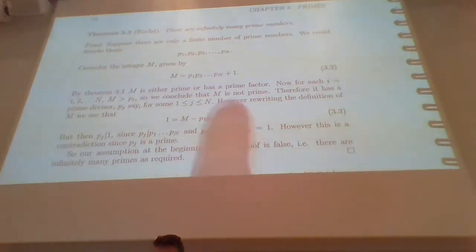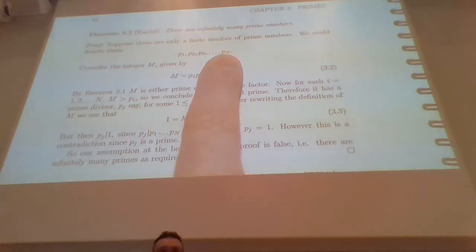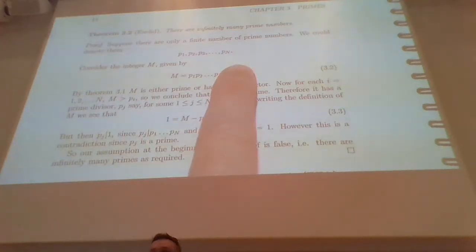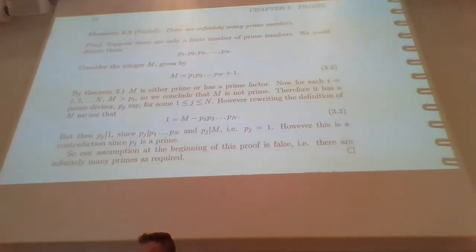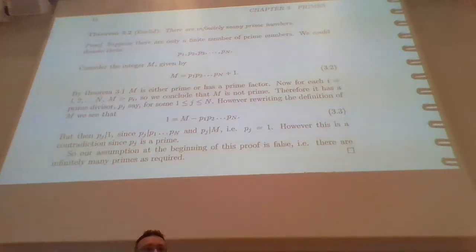That's by Theorem 3.1. Now we know it isn't prime itself because it's bigger than all of the primes, and we've supposed falsely that there are only a finite number. So it can't be a prime itself. Therefore, it must have a prime factor. So one of these p_i's must divide m.